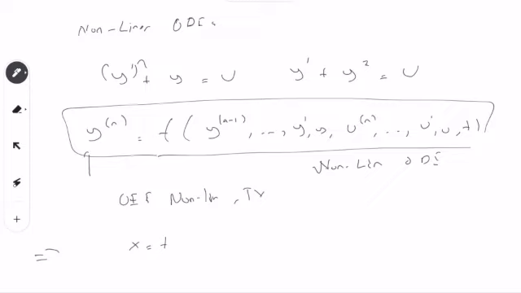Okay, so technically linear time varying and nonlinear can be kind of separated. Nonlinear is a more general representation than linear time varying systems. Okay, so these are the ordinary differential equations.